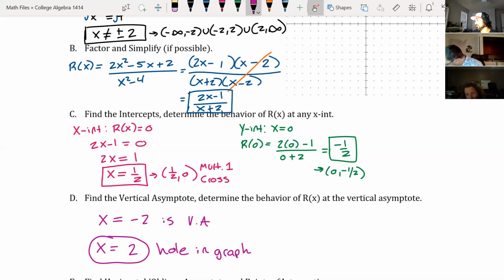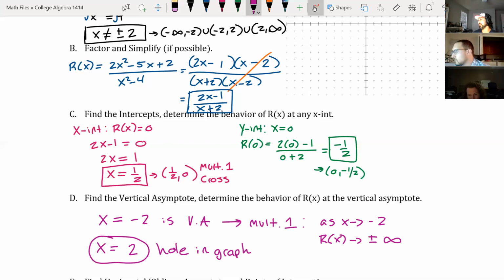And for this one, we still have to find the behavior of it. So how many times does negative 2 show up? Multiplicity of 1. So that means that one time, as x approaches negative 2, r of x will approach positive or negative infinity.